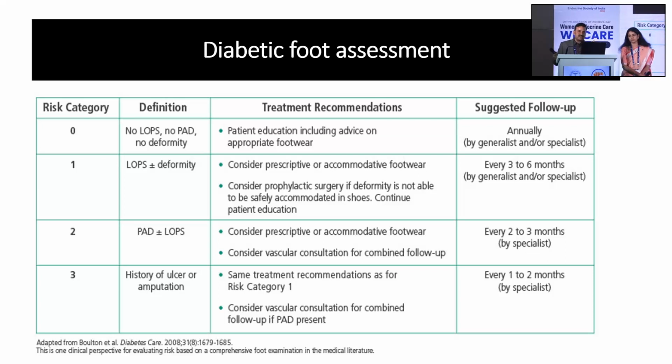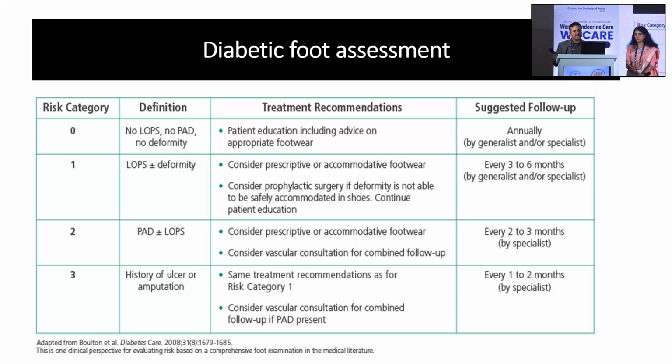We have to classify the risk category of the patient. Risk category 0 is where there is no loss of protective sensation, no PAD or peripheral arterial disease, and no deformity. In that case, we ask the patient about footwear and follow up annually. For risk category 1, where loss of protective sensation is there, we ask the patient to do proper foot care and maybe consider prophylactic surgery if needed. An early 3 to 6 month follow-up is needed. For risk category 2, if there is peripheral arterial disease, which is more problematic, consider prescriptive accommodative footwear and consider vascular consultation. Every 2 to 3 months we can call.